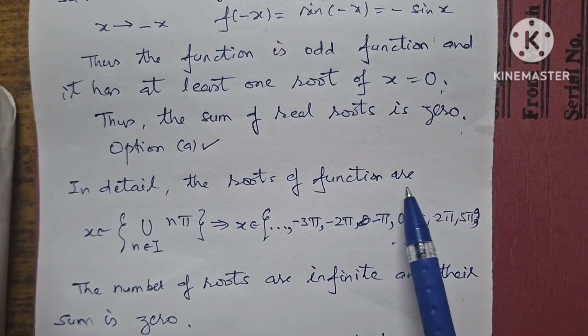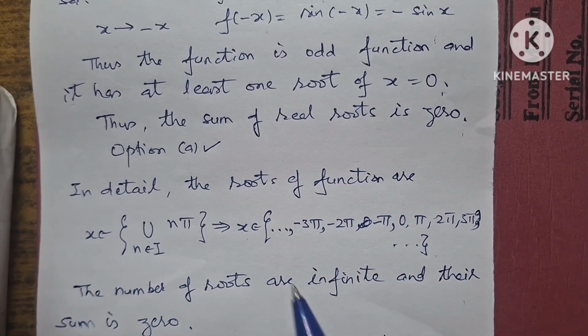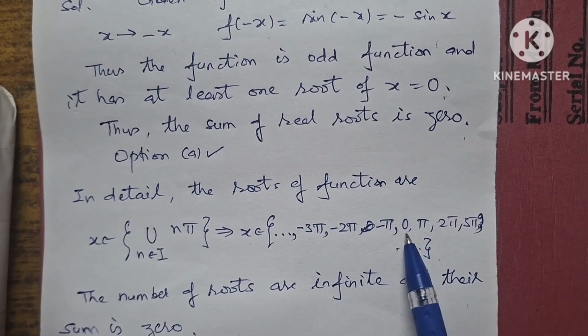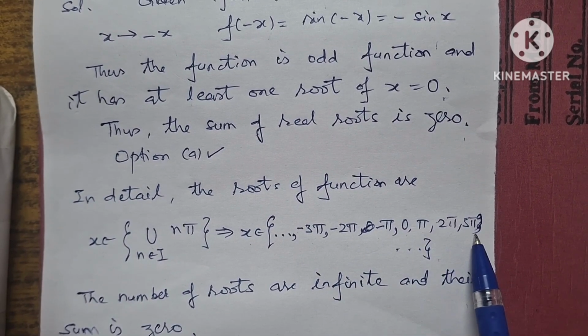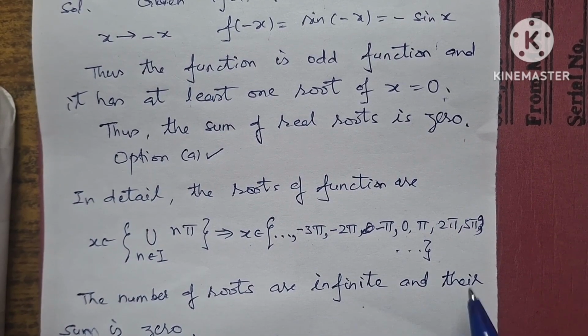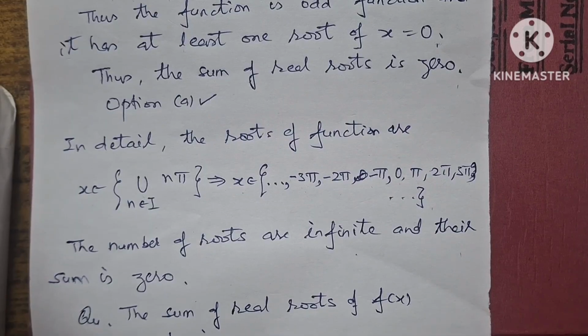The roots of the function are x equals minus 3 pi, minus 2 pi, minus pi, 0, pi, 2 pi, 3 pi. The number of roots is infinite and their sum is 0.